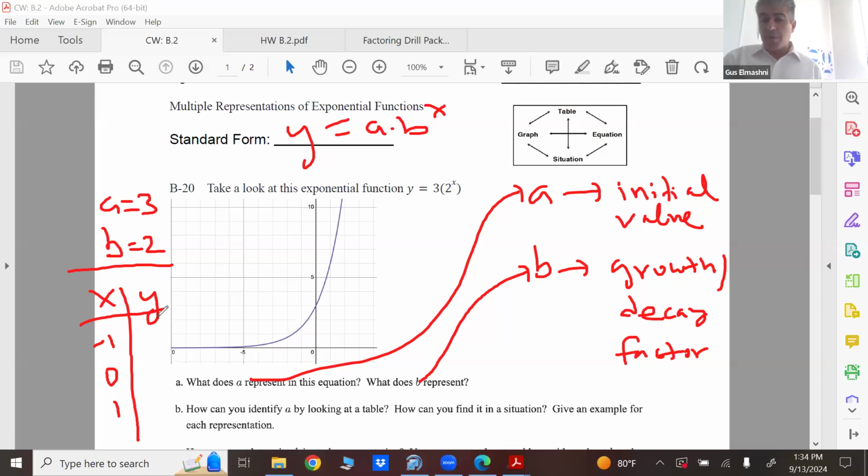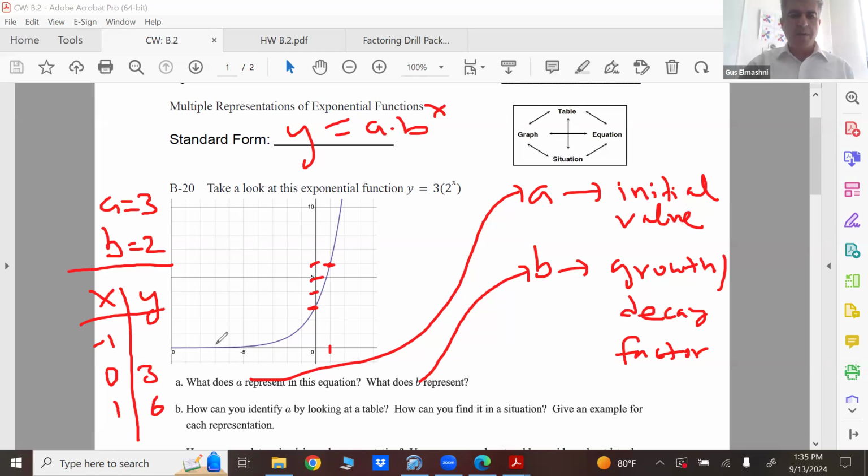Let's start by plugging 0 in. Just by looking at the graph, or if you plug 0 into the equation, when x is 0, what's y going to be? It's 3. When x is 1, what's y going to be? What do you think? When x is 1, it's going to be 6, right?